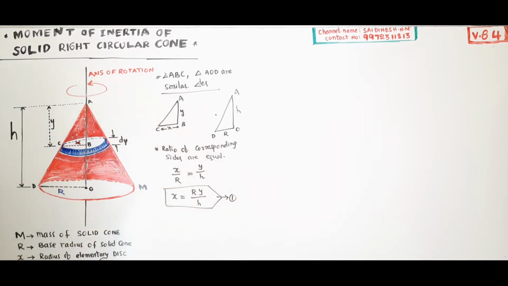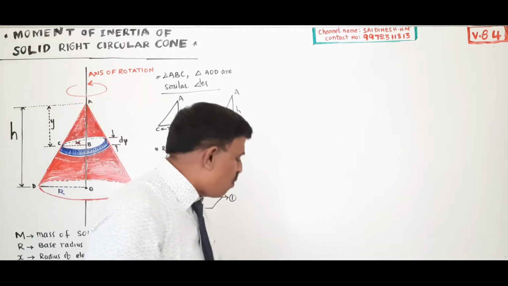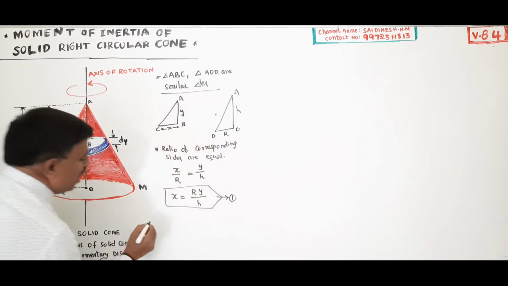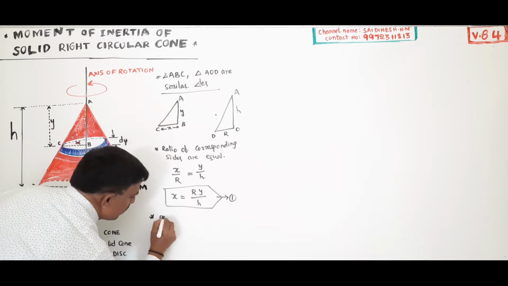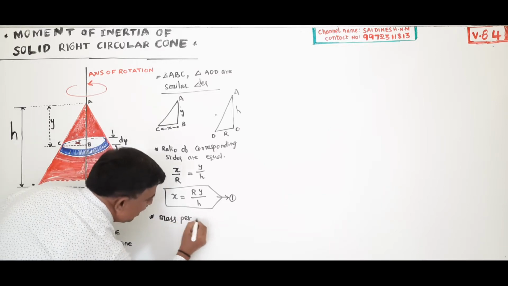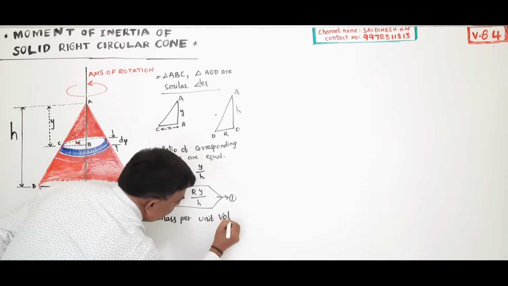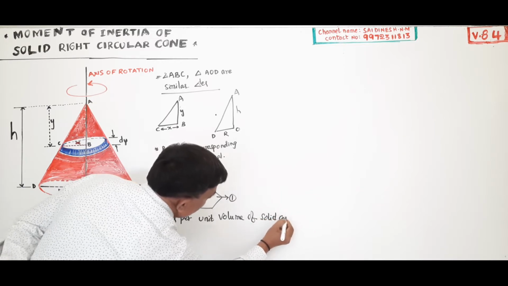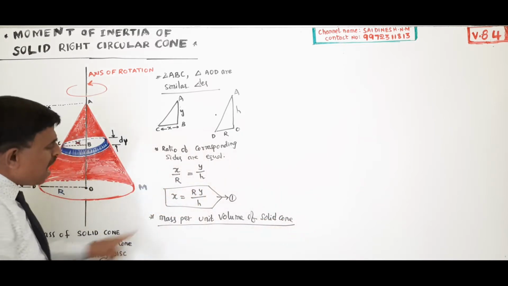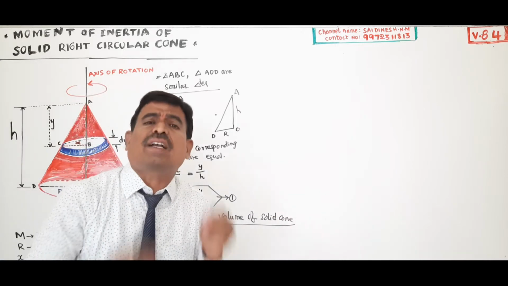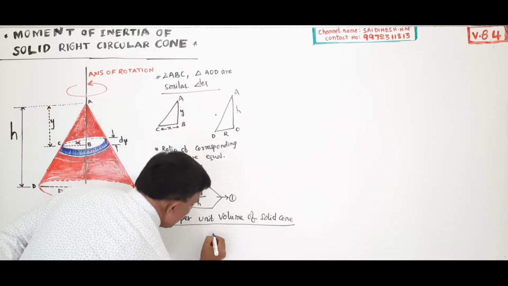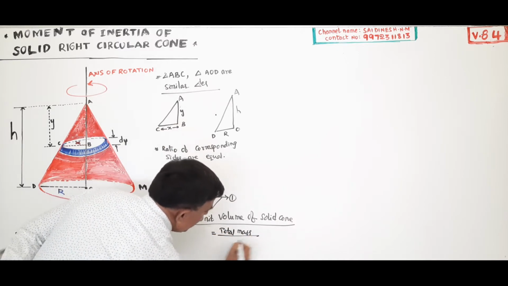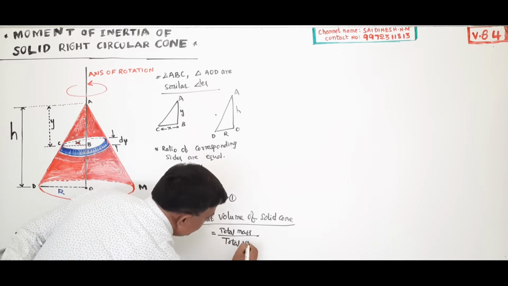Now I will find the mass per unit volume of this solid cone. Please listen. Mass per unit volume means total mass divided by total volume.